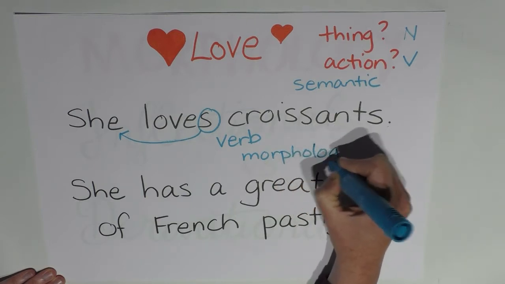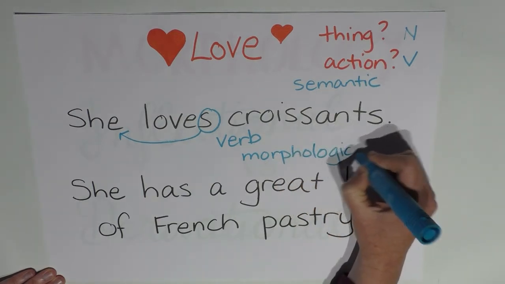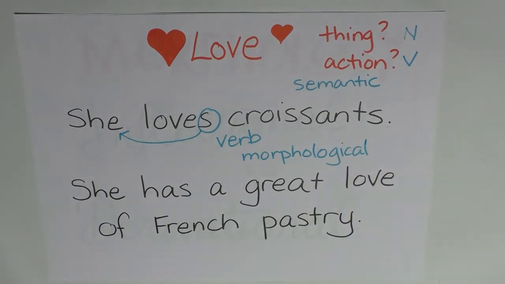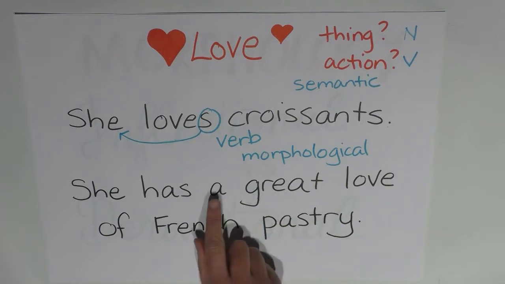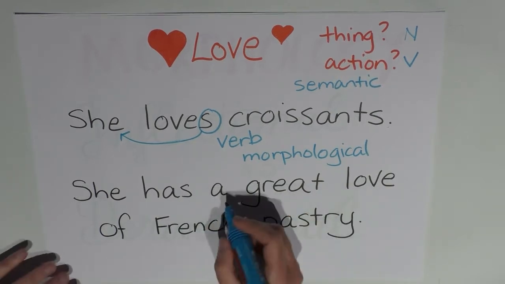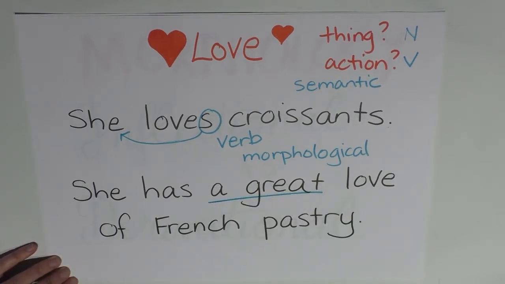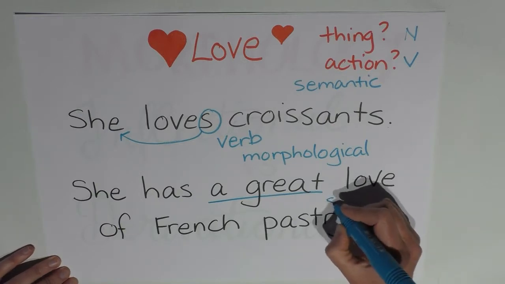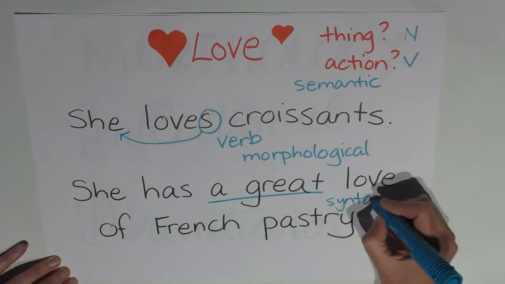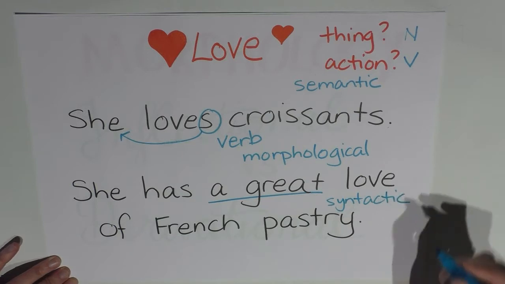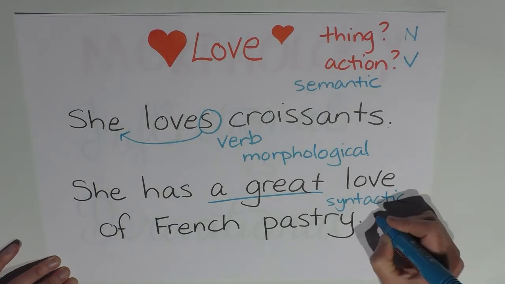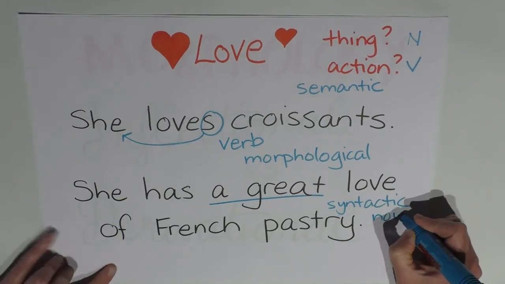And this is how we look at its morphological features to help us determine whether something is acting as a verb or a noun. Now, in the second sentence, love comes after a great. Now, this is a syntactic feature of a noun. And this is how we determine whether something is a noun or a verb based on its syntactic features.